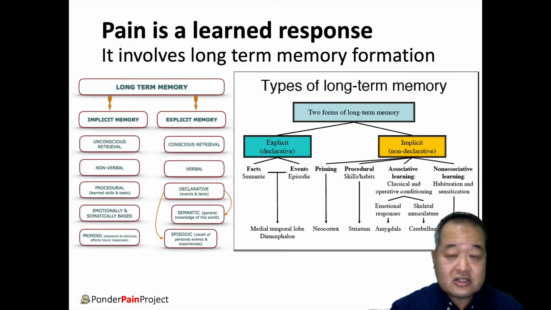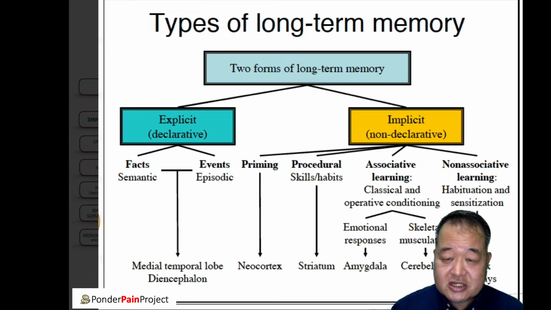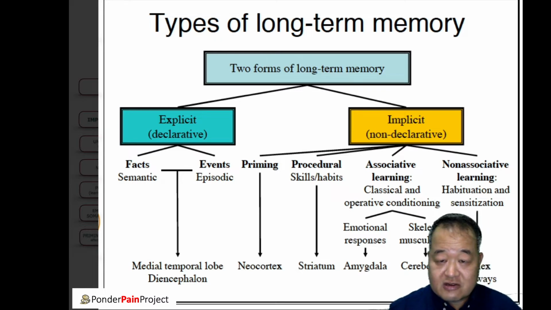If we take a look to the right, that chart is important because it breaks down explicit and implicit memories for us. And it tells us the explicit memory is really about facts and events. And it tells what areas of the brain are active. But you'll see that a majority of the areas of the brain that are active are really that implicit memory. The amygdala, the neocortex, the striatum, these are all areas that really light up when people have pain.